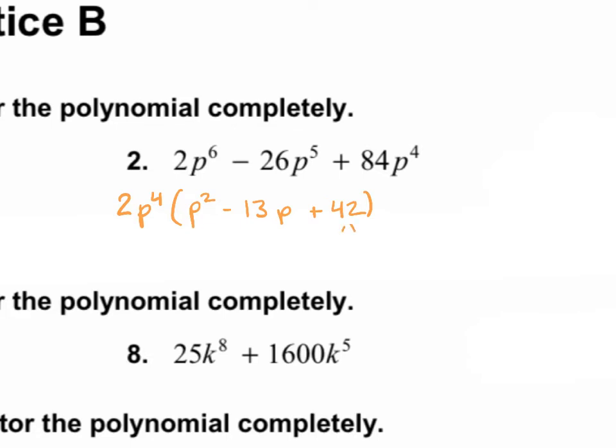Do we have two factors of 42 that add up to negative 13? Negative 6 and negative 7. Awesome. So that 2p to the 4th power just stays outside. And then we have p minus 6 and p minus 7. Can we factor this anymore? No. So this is our answer. Factored completely.